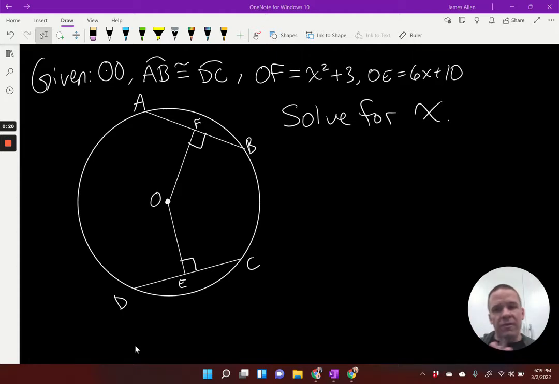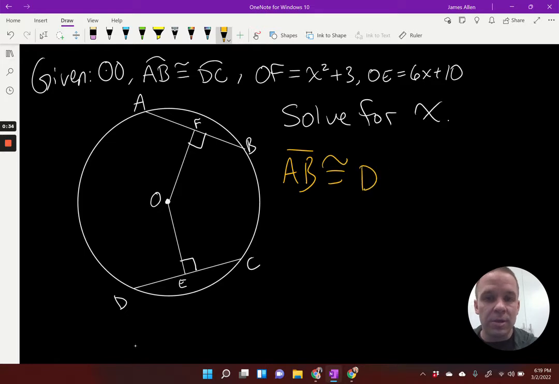All right. So if AB and DC are congruent arcs, and they're part of the same circle, then that would mean that also AB would be congruent to DC, the chords. My segments would then be congruent. If my chords are congruent, that would mean that they are equidistant to the center. And since OF is perpendicular to AB, that's my distance to AB. And the same goes for OE being perpendicular to DC. That's my distance to the chord. So those two distances are equal to each other.